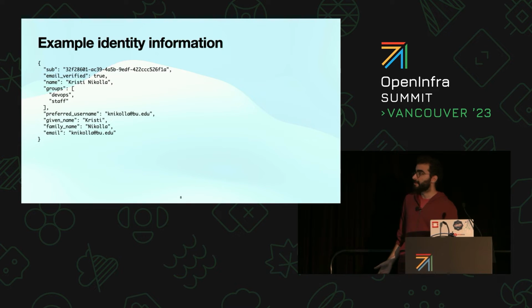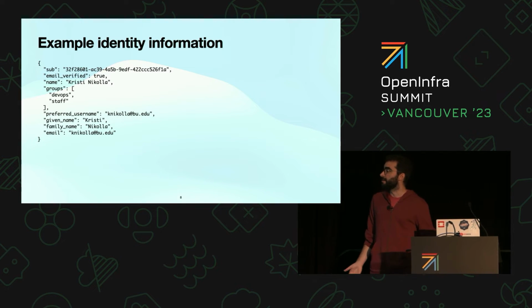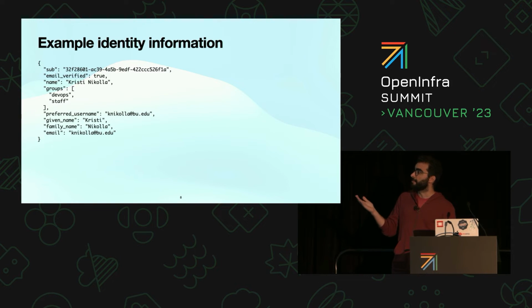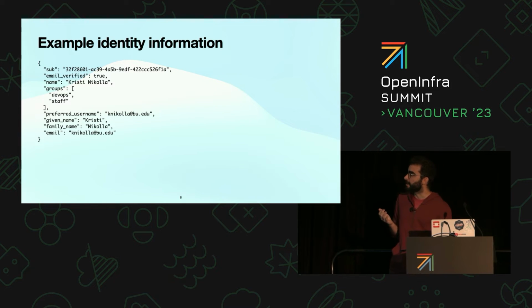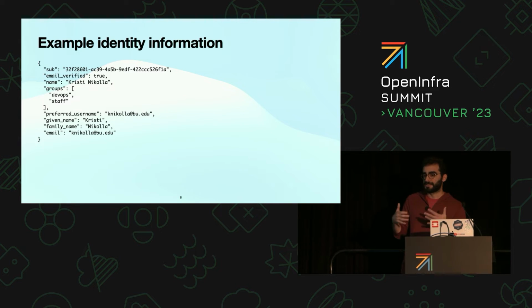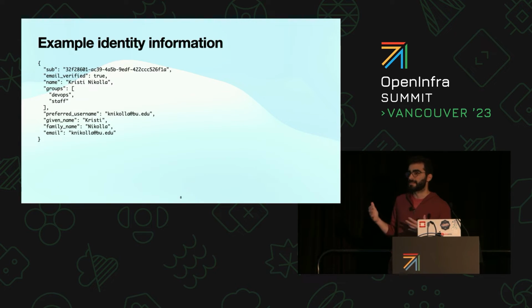All of the claims that are there are standard, so we may see that the email is verified, that my name is there. These are the groups that I'm a part of. The preferred username is my email address, and I have a given name, a family name, and again, an email address. So all of these are standard, and it allows interoperability between different servers to know what to expect, in which field to expect.